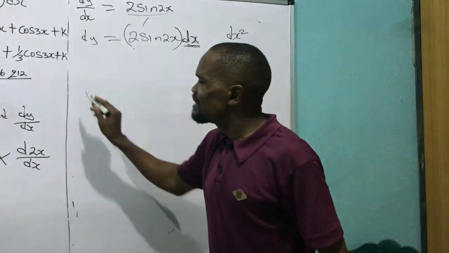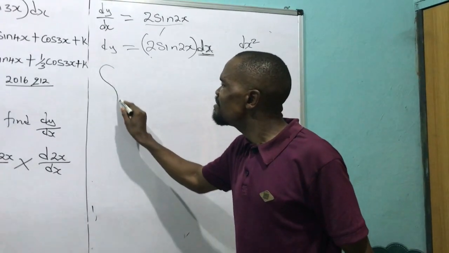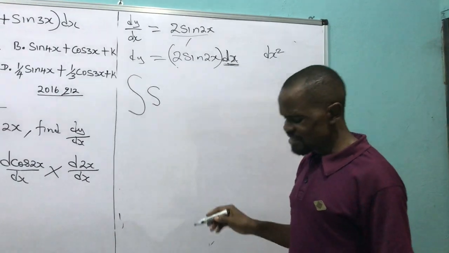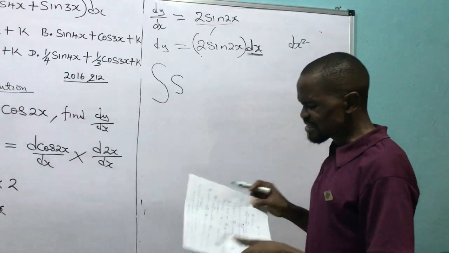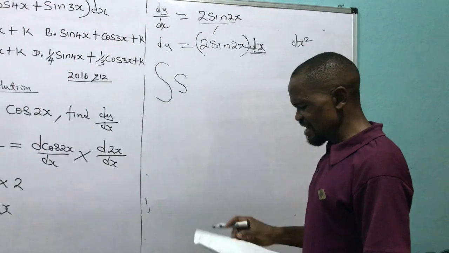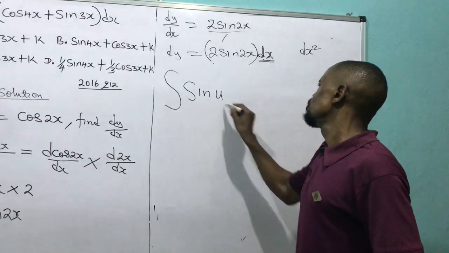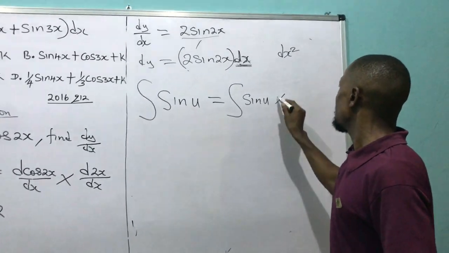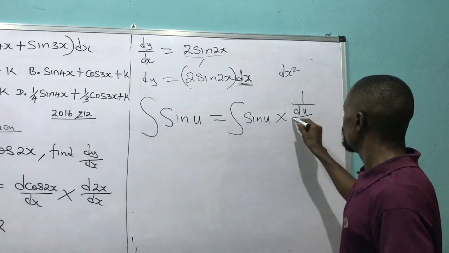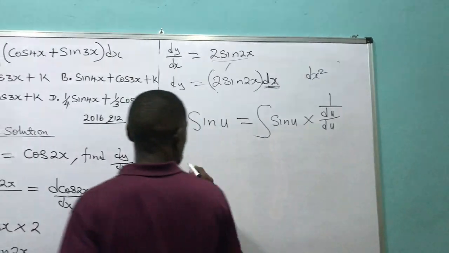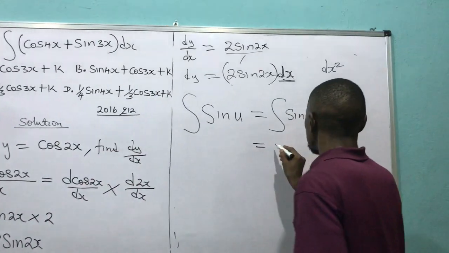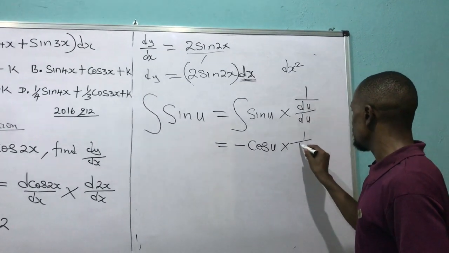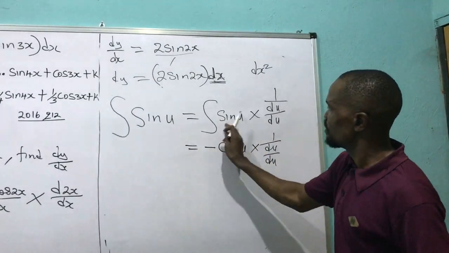Then now, let's look at integration. If I'm now integrating sine, if I integrate sine u, I would do something like this: integration of sine u times 1 all over du/dx, for example. And this will give me minus cos u times 1 all over du/dx when I integrate this.